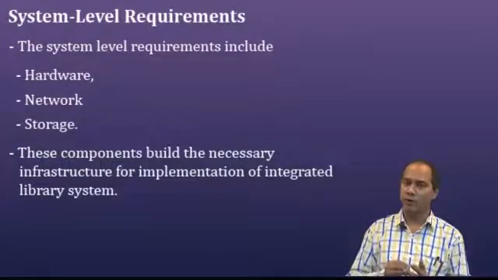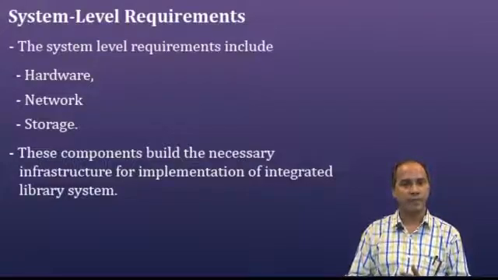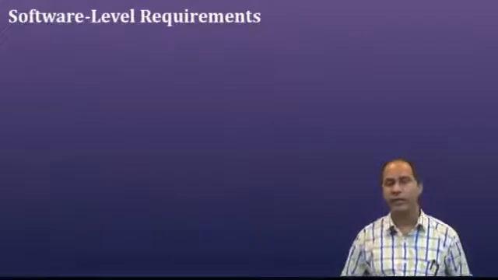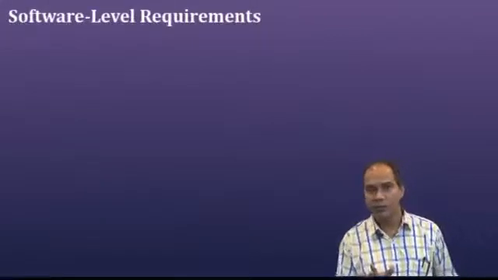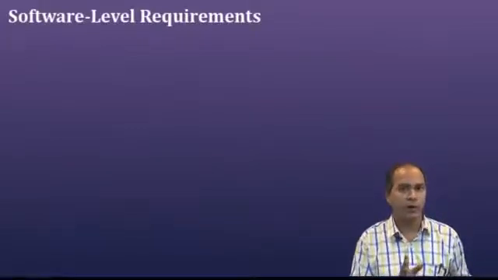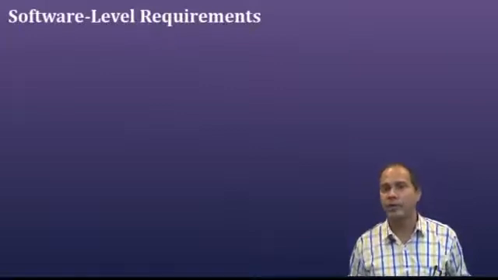Now you already know that at the system level we need to have different kinds of hardware equipment, different kinds of network support systems, and an external IP address if we want to go for web access. But what are the needs at the software level? In fact, the whole prerequisite can be divided into two groups. One is the system level requirement, which we already have discussed, and the next one is the software level requirements.